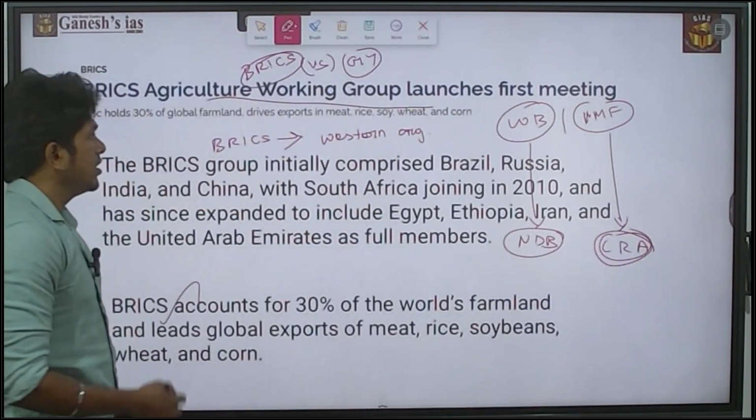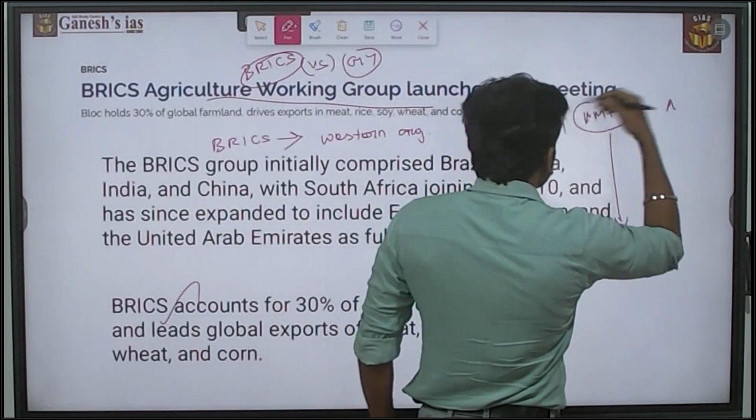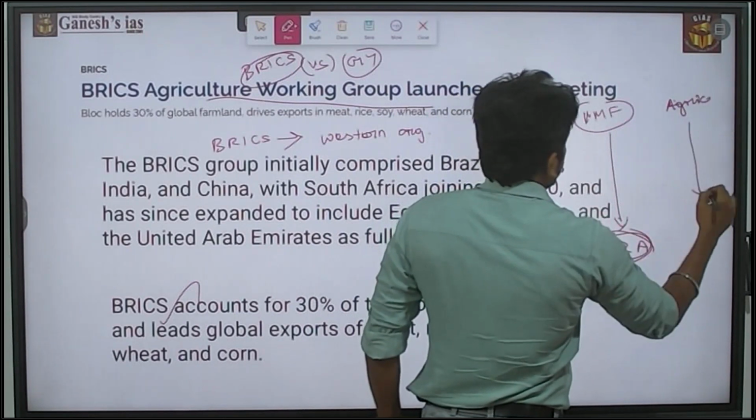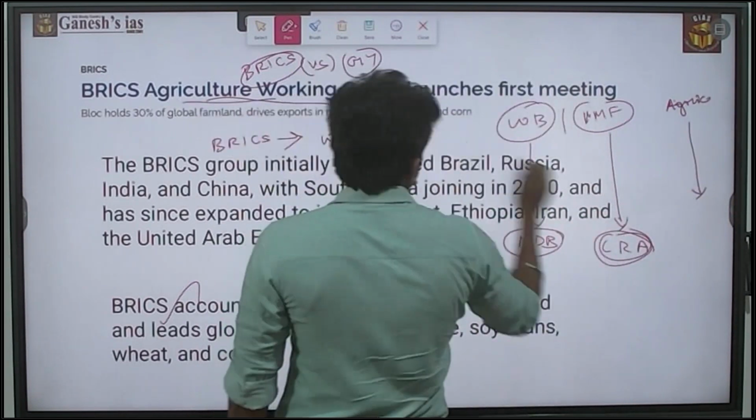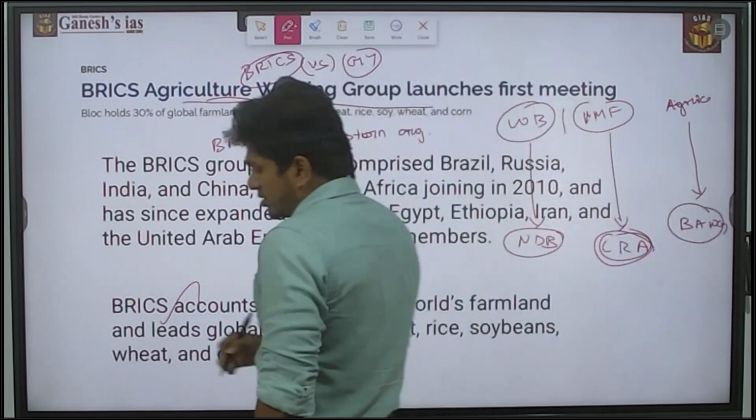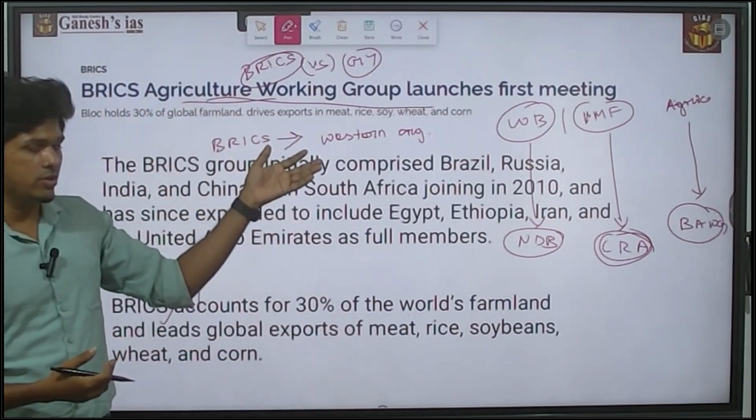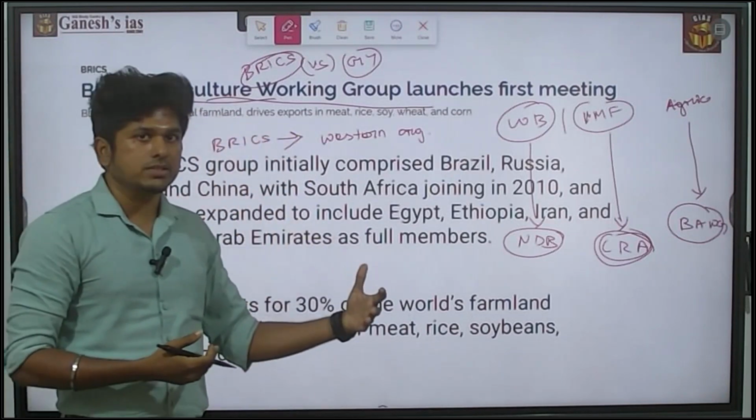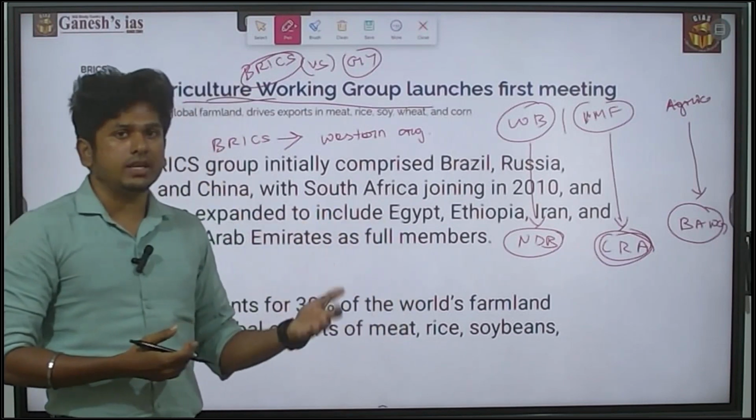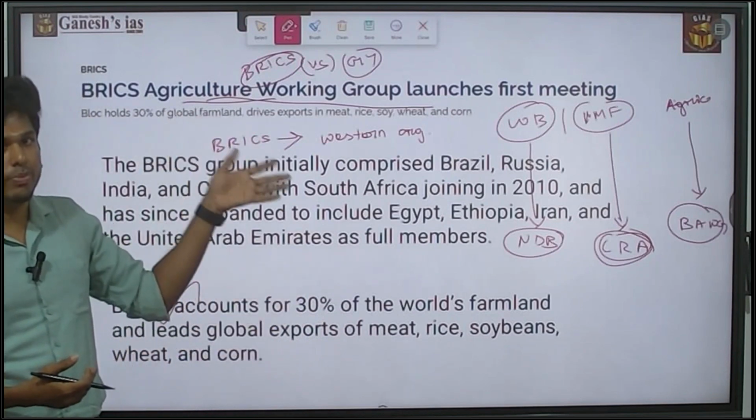In that way, now they want to overcome the dominance of the Western nations in agriculture. They created the BRICS Agriculture Working Group. So there may be questions related to the BRICS Agriculture Working Group, or the productivity of the BRICS nations, or the export dominance of the BRICS nations. There is a possibility that they may ask questions from BRICS.